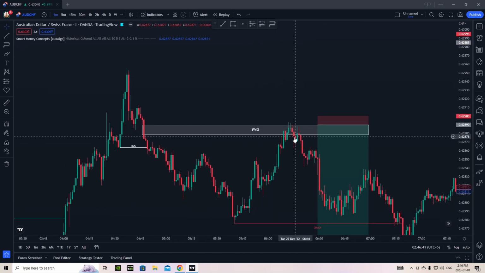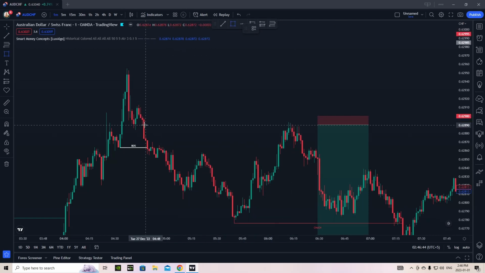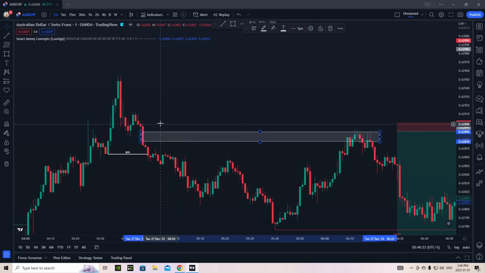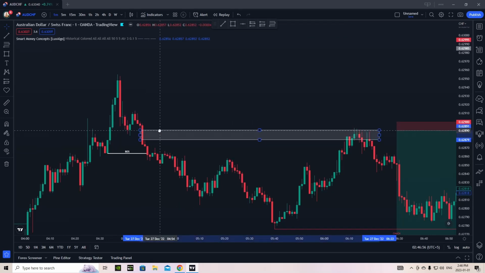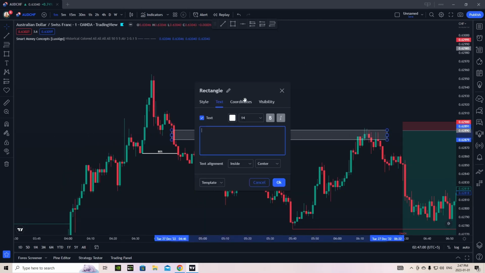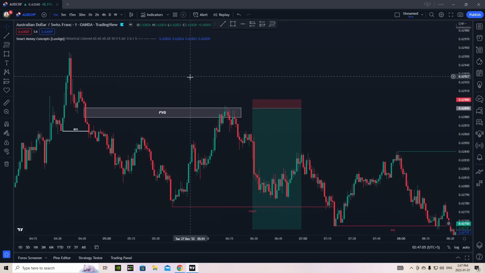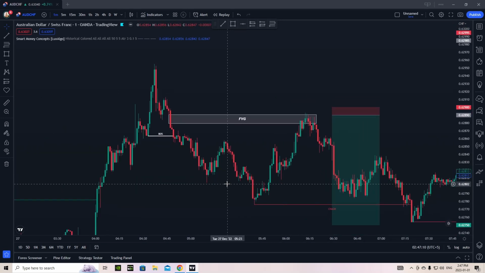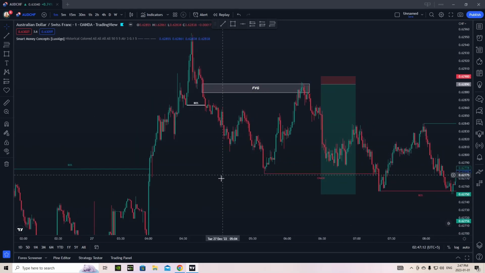You can mark them out, right? You can mark out these fair value gaps. They're pretty easy to do. You just get your tool, you draw it from the first candle to the last candle, right? And you can draw it out as far as you want, and you know that's your fair value gap. You can also mark it so, you know, I like to just make things look pretty neat, but that's basically what it is, guys. You mark out your fair value gap.